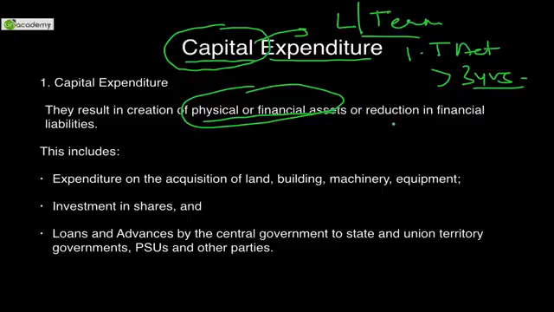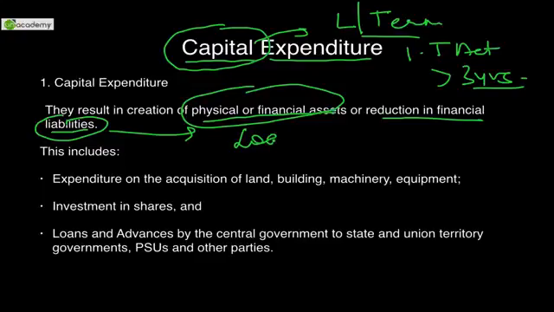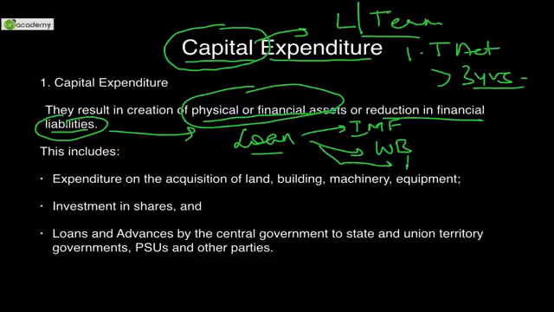Second is reduction in financial liabilities. What do we mean by liabilities? Government has what kind of liabilities? Our government borrows from many sources. It takes loans. It takes loans from IMF, International Monetary Fund. It takes loans from the World Bank. It takes loans from various other institutions, Asian Development Bank. All these people provide loans to the government which become a financial burden or a debt on the government.